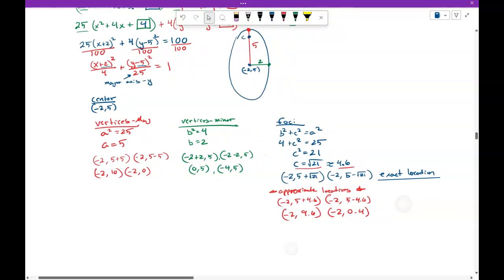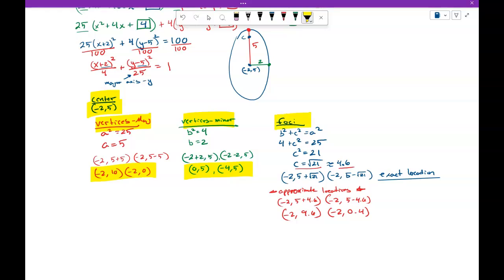And there's all of our features. Our center was located at negative 2, 5. Our major axis vertices were 5 units above and below, while our minor axis vertices were 2 units left and right. Our foci were the square root of 21 units above and below, or approximately 4.6 units above and below our center.